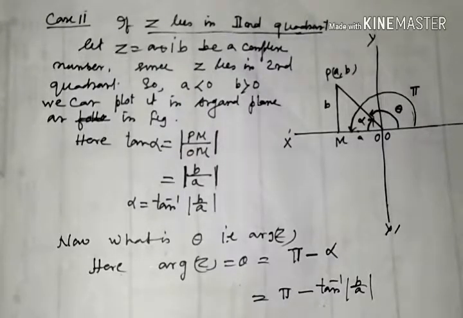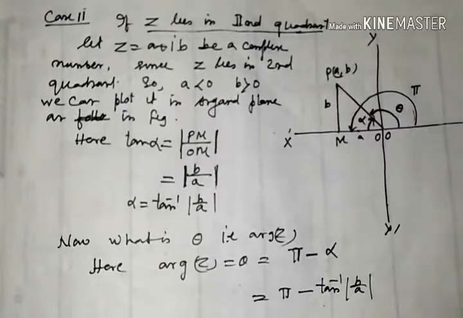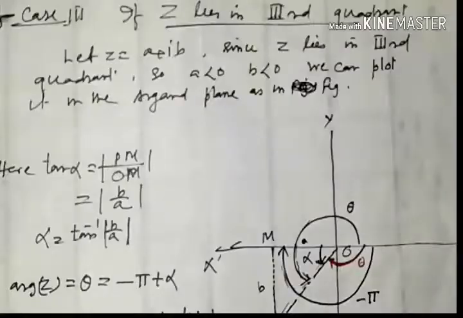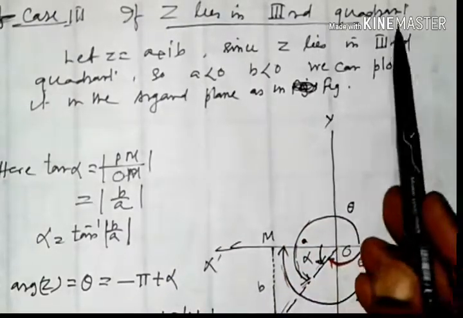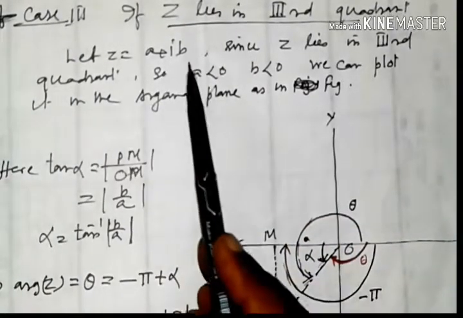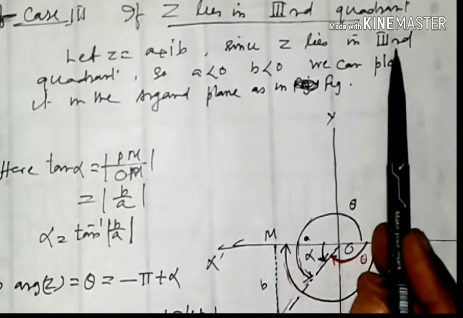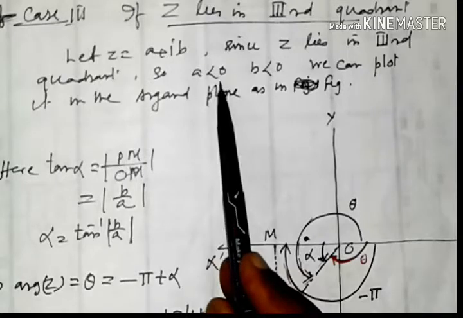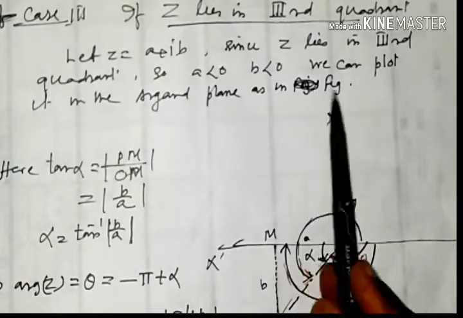Thus, if z lies in the second quadrant, then the argument of z is equal to pi minus tan inverse b by a. Case 3: if z lies in the third quadrant, that is, let z = a + ib be a complex number, and since z lies in the third quadrant, we have a less than 0 and b less than 0. We can plot it in the Argand plane as in the figure.